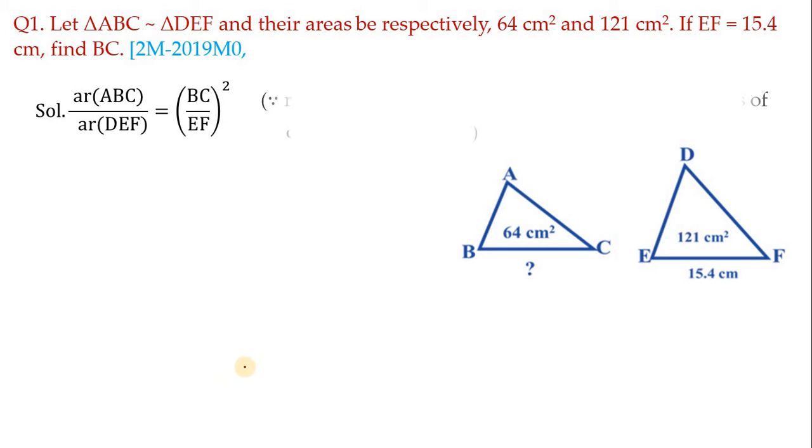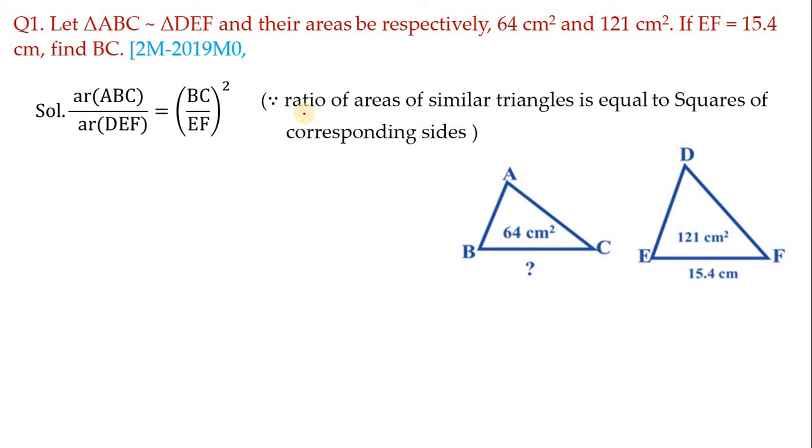Now let us give a proper reason, children. This is the statement of the theorem I have written in short form: ratio of areas of similar triangles is equal to squares of corresponding sides. To solve this problem, you must learn to write like this. This is a very important thing.